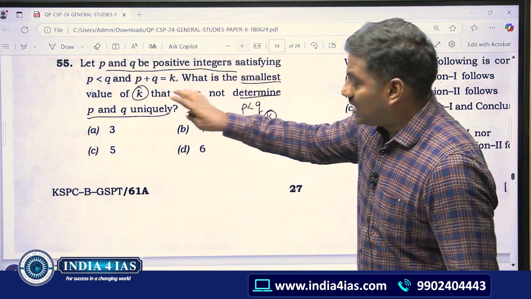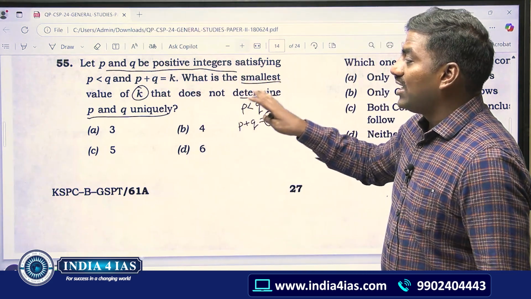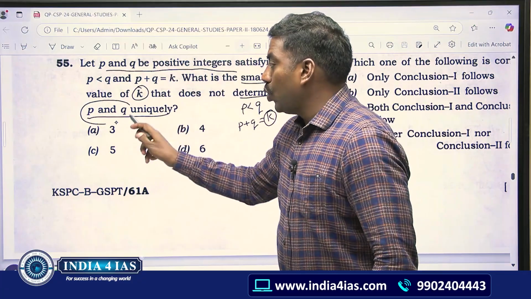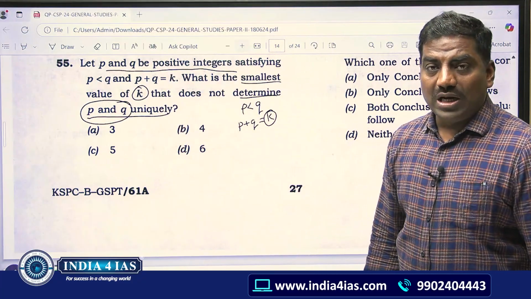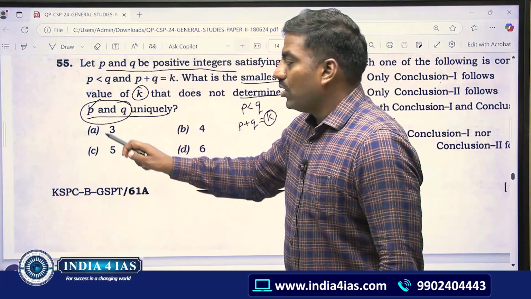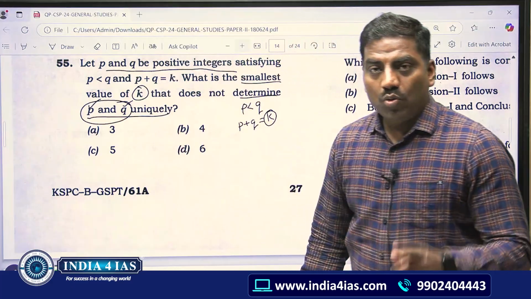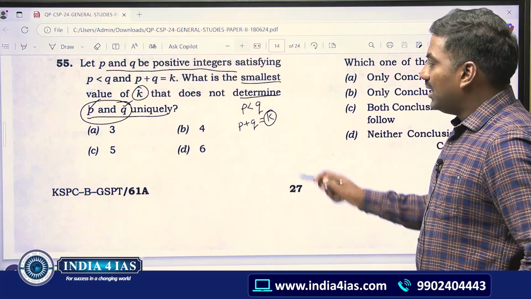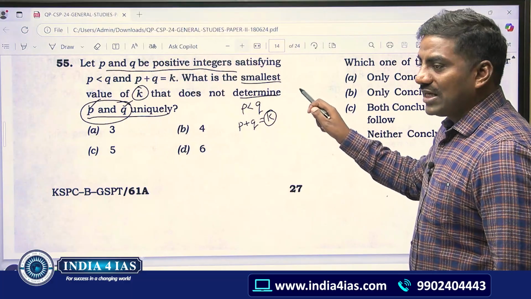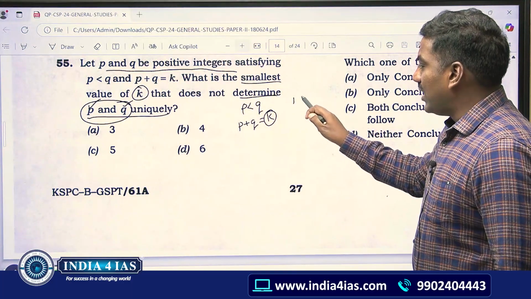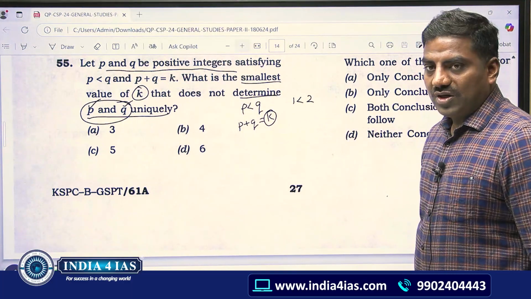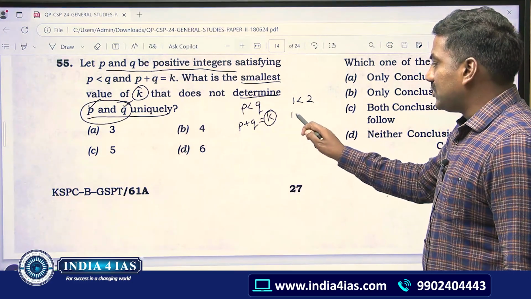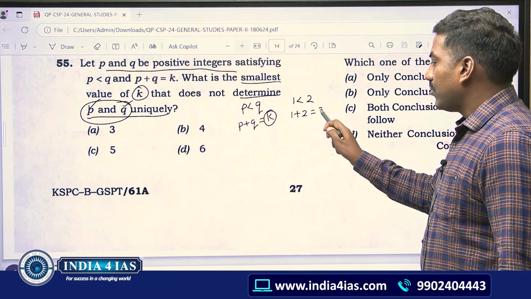What is the smallest value of K that does not determine P and Q uniquely? P and Q uniquely means P should have one value and Q should have one value. Okay, I'll take one example. Let's say P is less than Q. These are positive integers. If P is 1, Q is 2. 1 is less than 2. So 1 plus 2 is equal to 3.